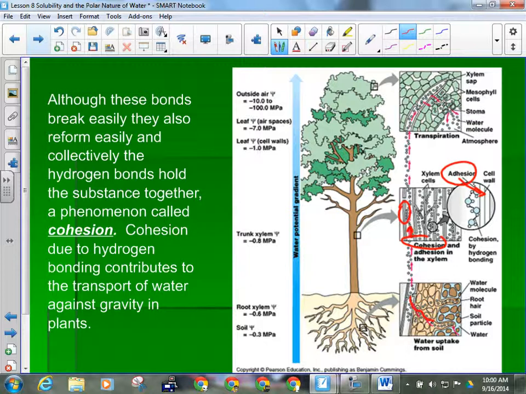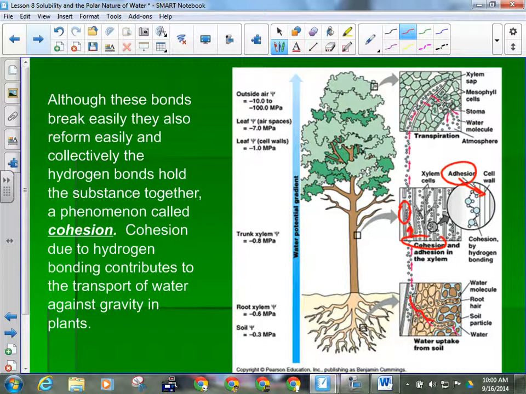Cohere, or cooperate, means to work together with people like you, whereas adhere means to stick two things that are not alike together. That's why glue is called an adhesive. Usually you're sticking two things together that are not alike. So the big thing to remember here is that cohesion is between two water molecules.